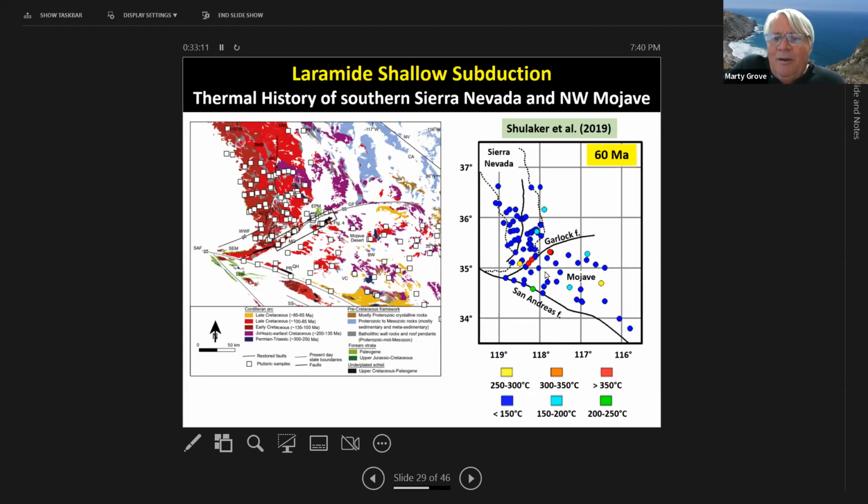So by 60 million years, there are only a few places where the rocks are remaining hot, and they're generally located along the Garlock Fault, as you can see, this area. So this would be the Rand Mountains. The Garlock Fault is a left lateral fault. So if we restore that slip, these red circles right here would restore back to the Rands.